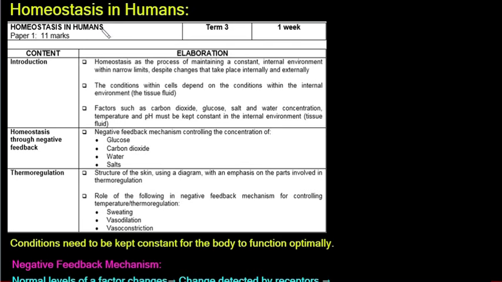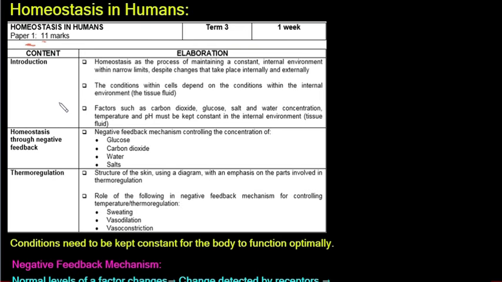In this video we'll be looking at homeostasis in humans. We've briefly touched on this topic in the previous video when we looked at the endocrine system and glucose, how that is controlled in the blood, thyroxine, all of those nice hormones. Homeostasis in humans is found in paper 1, and it's around 11 marks.